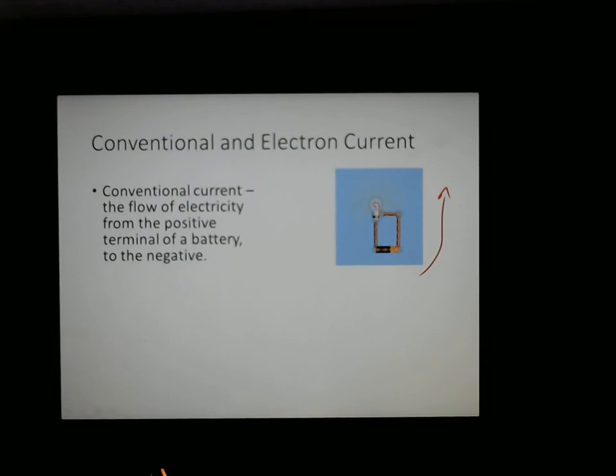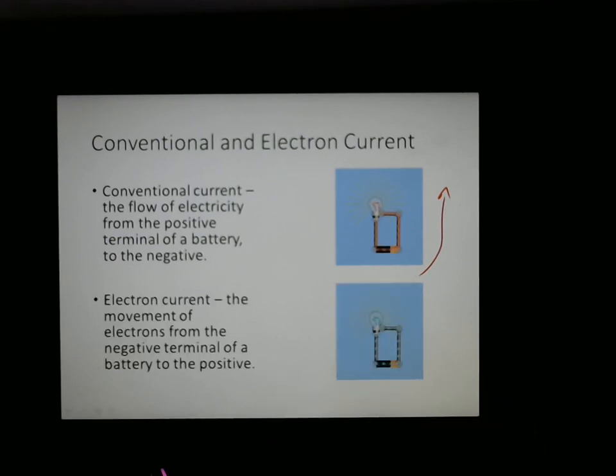Okay. Now, let's have a look at electron flow, because in reality it's the electrons that flow, it's the electrons that move. Protons don't move, they're too big. So electron current is the movement of electrons from the negative back to the positive. Here's our picture from before, and we can see that the electrons are moving the other way.